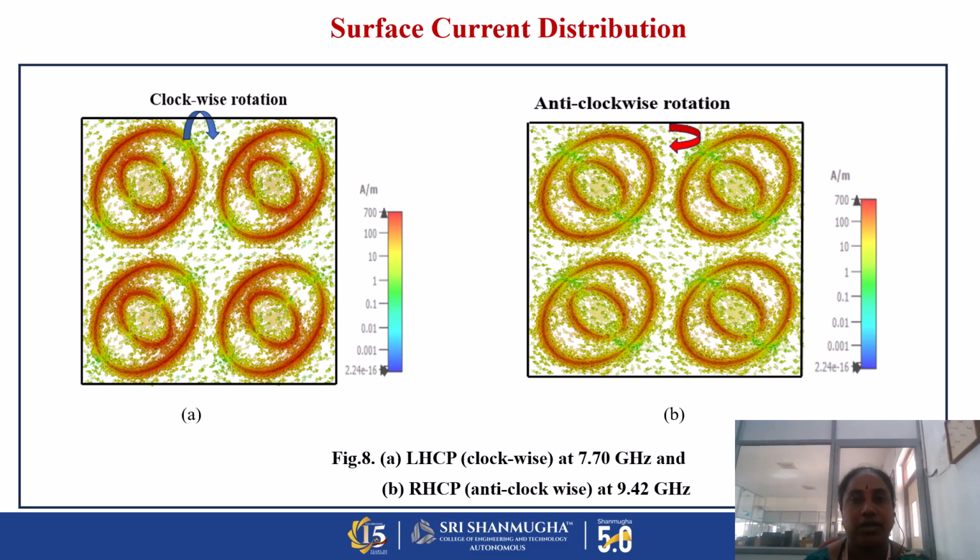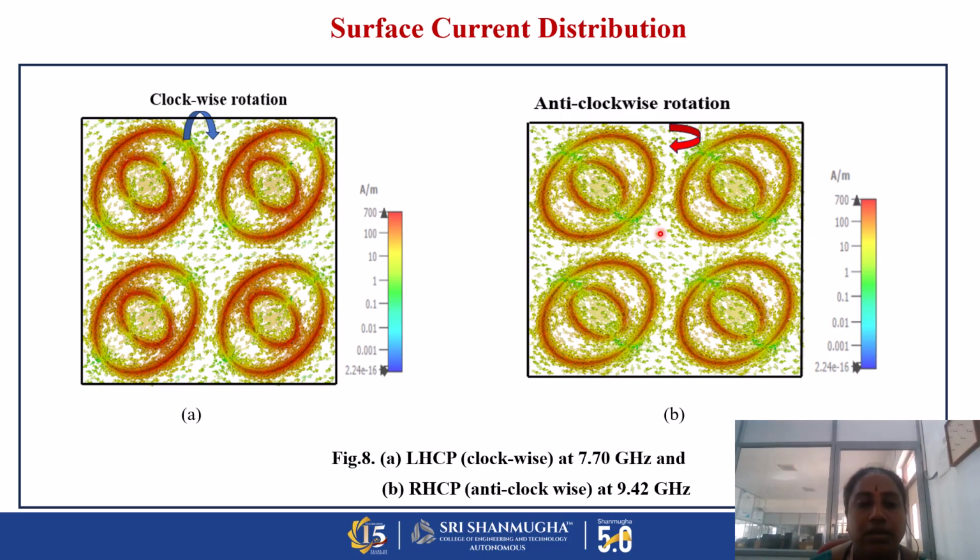So this is the surface current distribution. By taking the surface current distribution for the first band, at 7.70 gigahertz we attain LHCP, and at 9.4 gigahertz we attain RHCP. This is the clockwise rotation, and this is the anti-clockwise rotation of the circular conversion process.